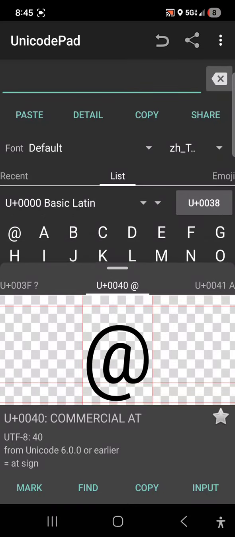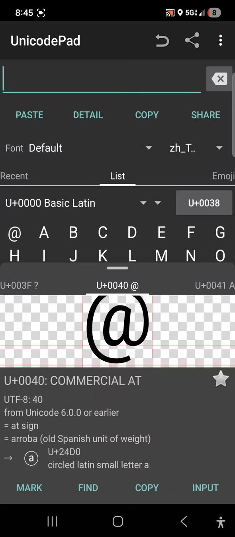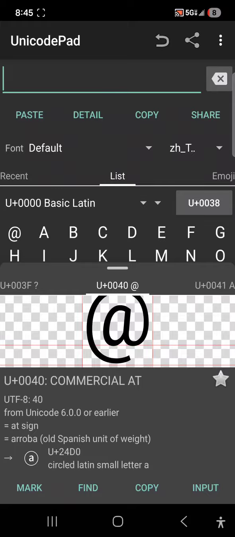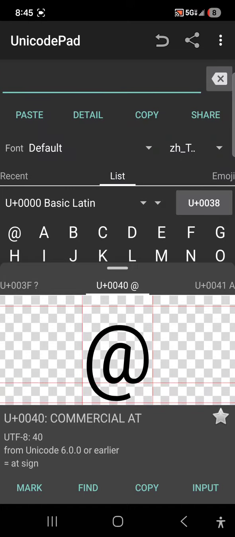This is a commercial at, more commonly known as an at sign. But in Old Spanish, it is called the arroba and is used as a weight sign. It is the lost 28th letter of the English alphabet. It's like and, but different.